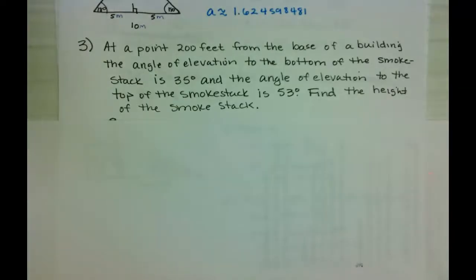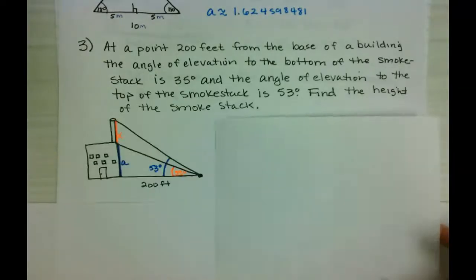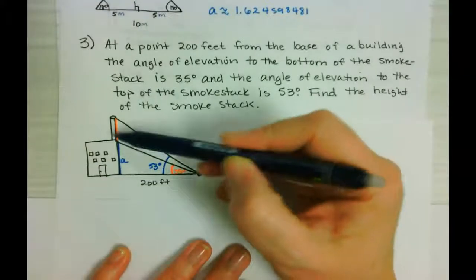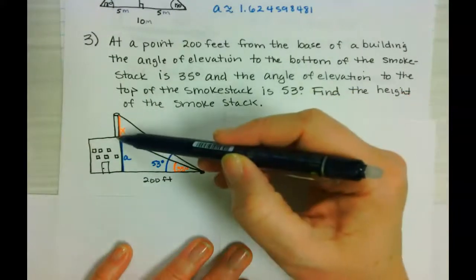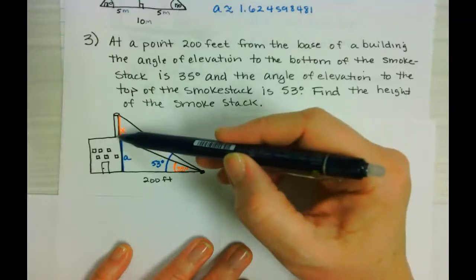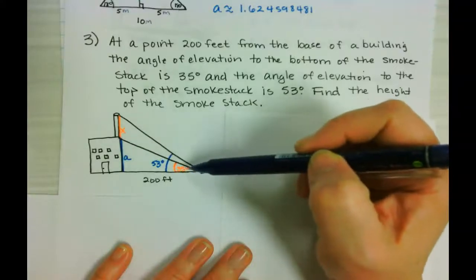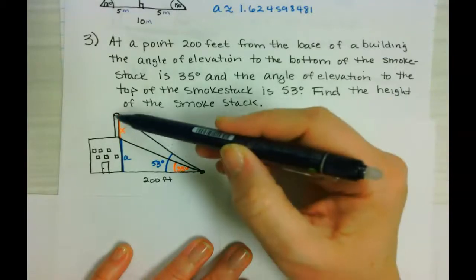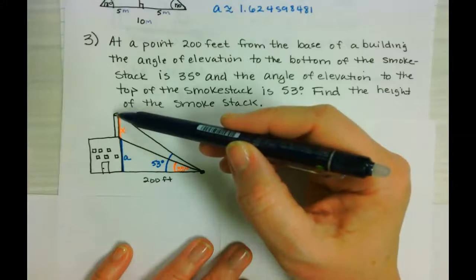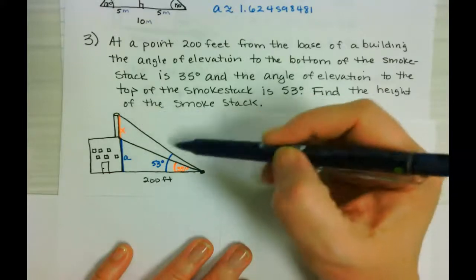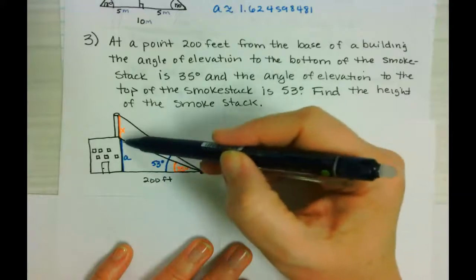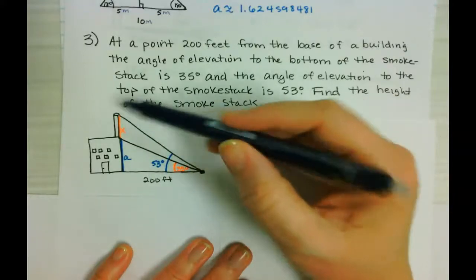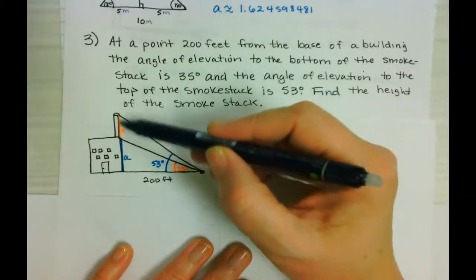So we need to draw a bit of a picture here. And so here's my building. Here's the smokestack up here. At this point that's 200 feet away to the bottom of the building or the bottom of the smokestack, the top of the building, I guess, would be this 35 degrees. And then all the way to the top of the smokestack would be here. And so that's the 53 degrees. So hopefully you can see we have a smaller triangle here. We have a bigger triangle here. I'm trying to find this distance.